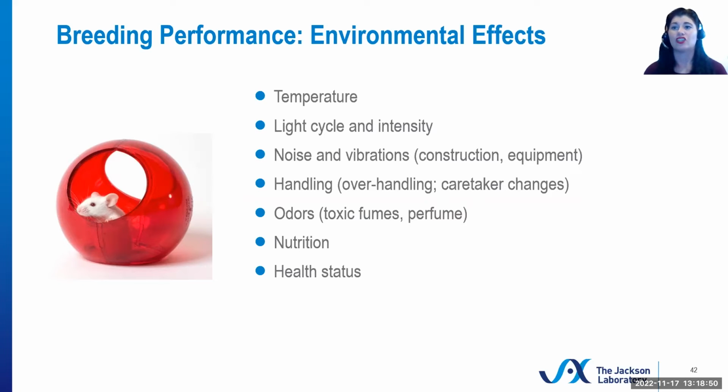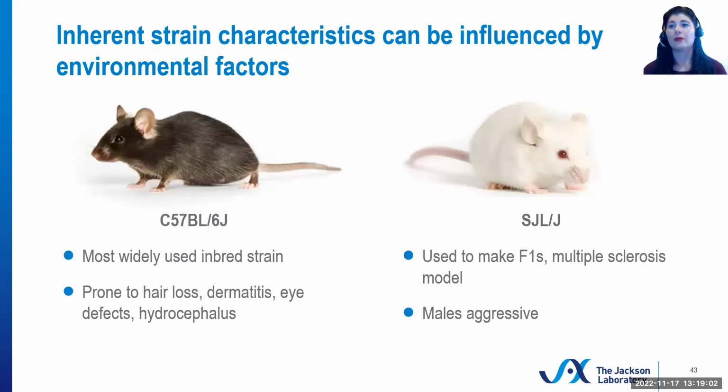It's important to pay attention to the health status of the colony room. If mice stop breeding, check for pathogens and consult with your facility's veterinary staff about potential causes. Knowing information about challenges you may find with a strain can also help with efficient colony management. Let's discuss a couple of examples, C57 Black 6J and SJL/J.